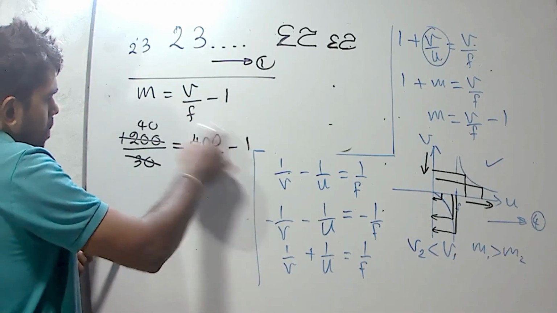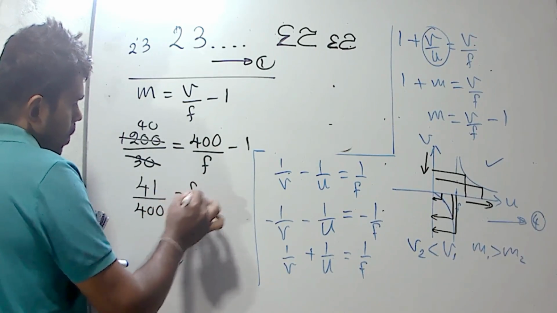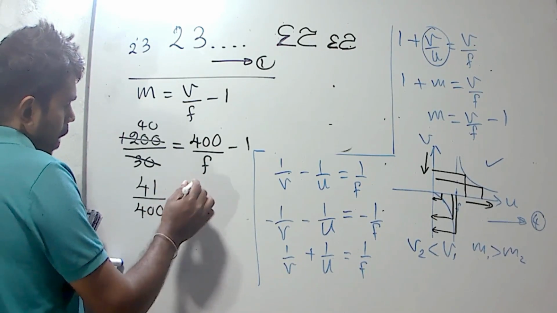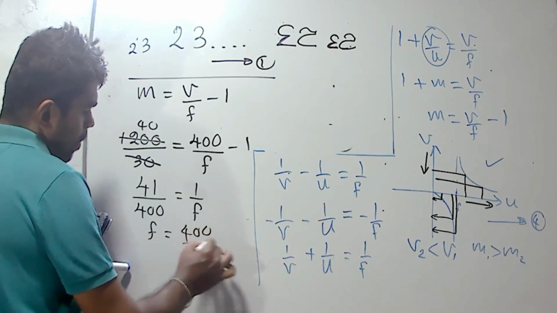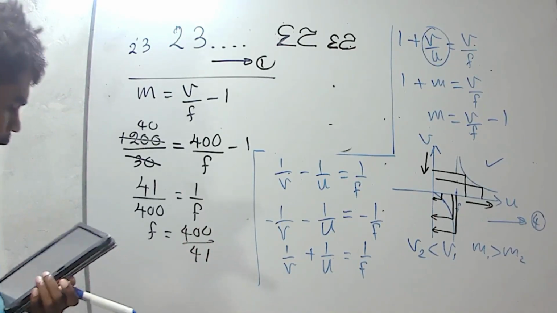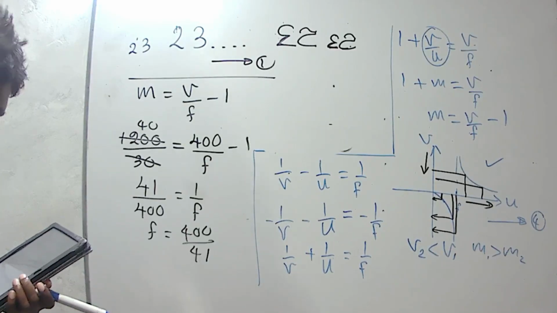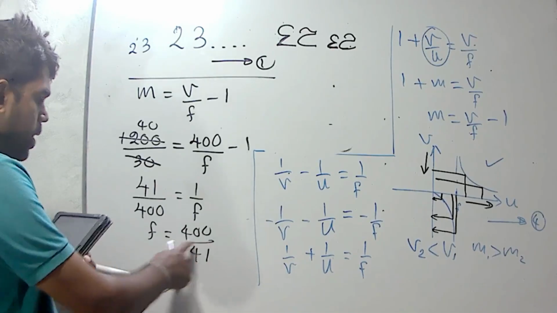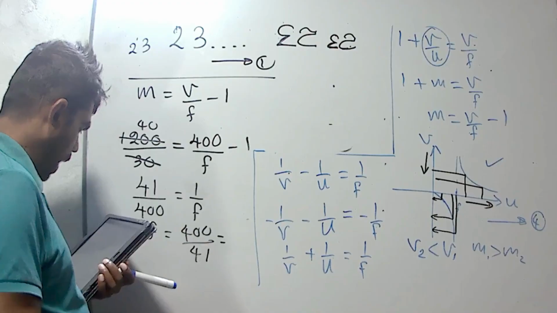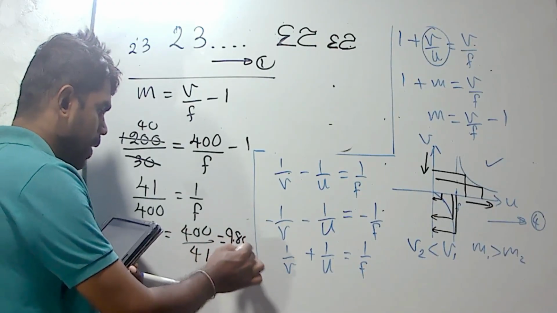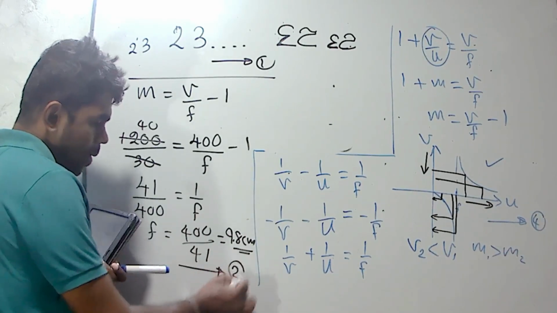40 plus 1, 41. Divide by 400 is 1 over f. Then f value is 400 divided by 41. We know that when dividing 400 by 40, we can obtain 10. But this value is greater than 41, therefore this answer should be less than 10. We can get approximately 9.8 centimeters. Then answer should be 2.